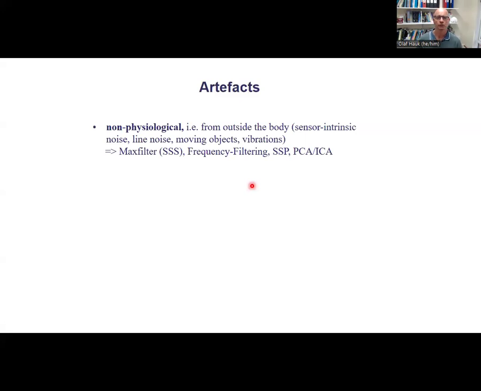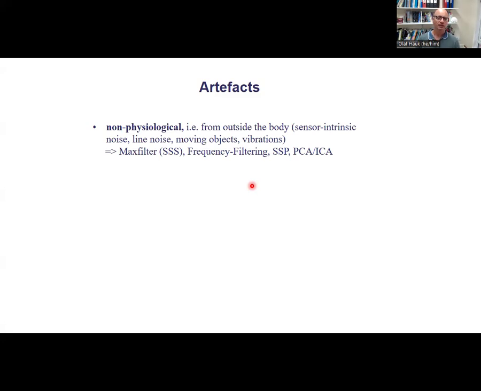Artifacts can be non-physiological, that means from outside the body, whether it's brain or muscles, so just from outside anything from outside the body. So that could be noise intrinsic to the sensors. You know, the EEG measurement, the MEG measurement has certain noise levels, even if there's no participant inside under the helmet. There's line noise, 50 hertz in Europe or UK, 60 hertz in the US. In the MEG, there can be moving objects around the chamber, the shielded room, or vibrations of the building from slamming doors and stuff like that.